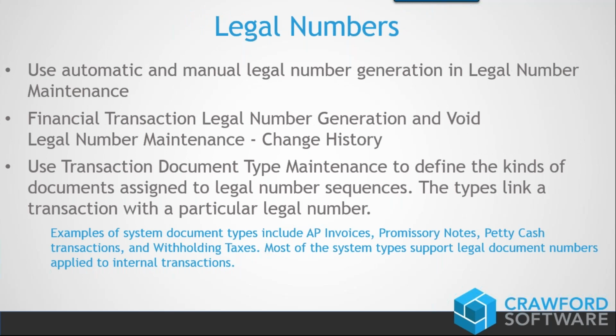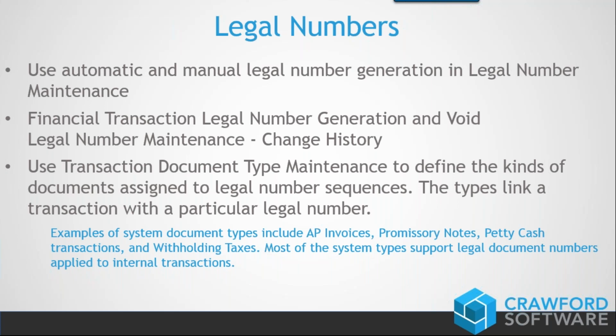So, as I just said, you can do the automatic or manual legal number generation. Along with this, you're going to want to do the financial generation of documents, because the document type maintenance is going to define the different document types that you need to use to link to your legal numbers. And then, of course, I mentioned we have the void possibility and the change history possibility.